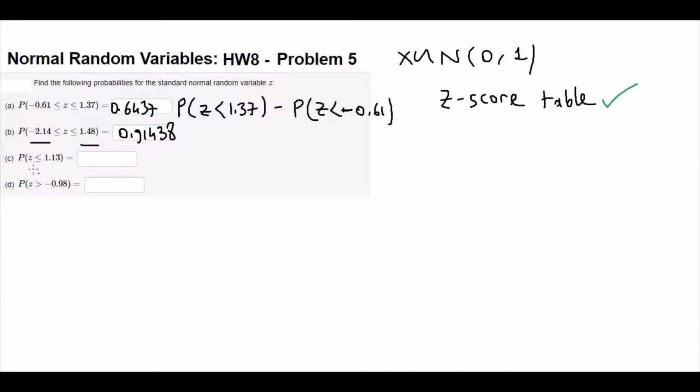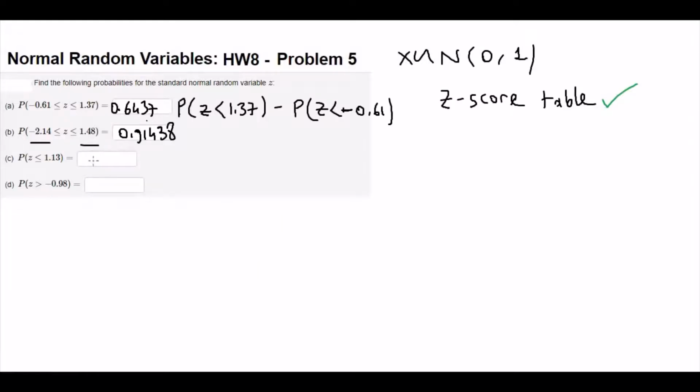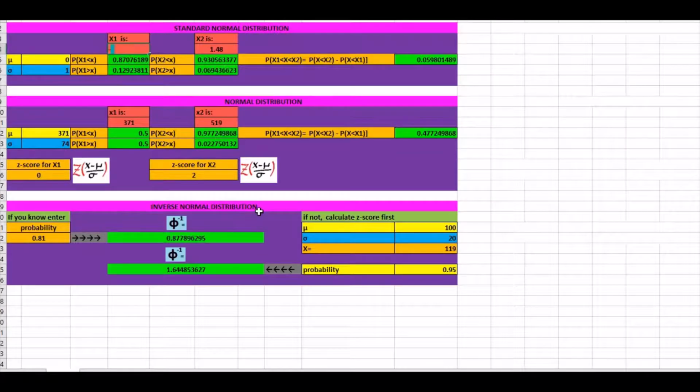So what is the probability that z is less than 1.13? The calculator will tell directly. If we enter here 1.13 and less than, it is 0.87076. And what is the probability that z is greater than negative 0.98? Greater than, so it is 0.83645.